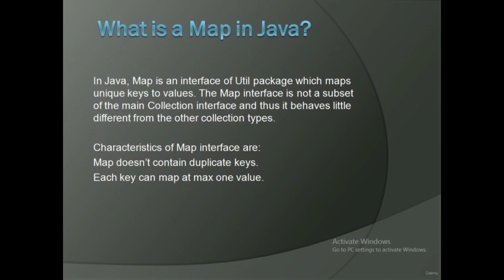What is a map in Java? In Java, map is an interface of the util package which maps unique keys to values. The map interface is not a subset of the main collection interface and thus it behaves a little differently from the other collection types. Let's see the characteristics of the map interface. Map doesn't contain duplicate keys. Each key can map to at most one value. Let's see another.